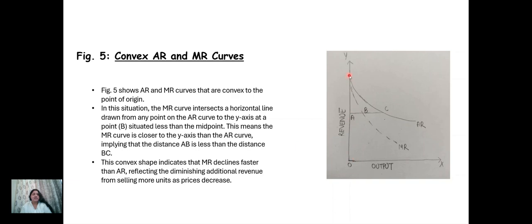This point shows the declining rate of marginal revenue and average revenue, and this is the distance between A and B and C point. So MR is declining faster. This reflects selling more units as price is decreasing.